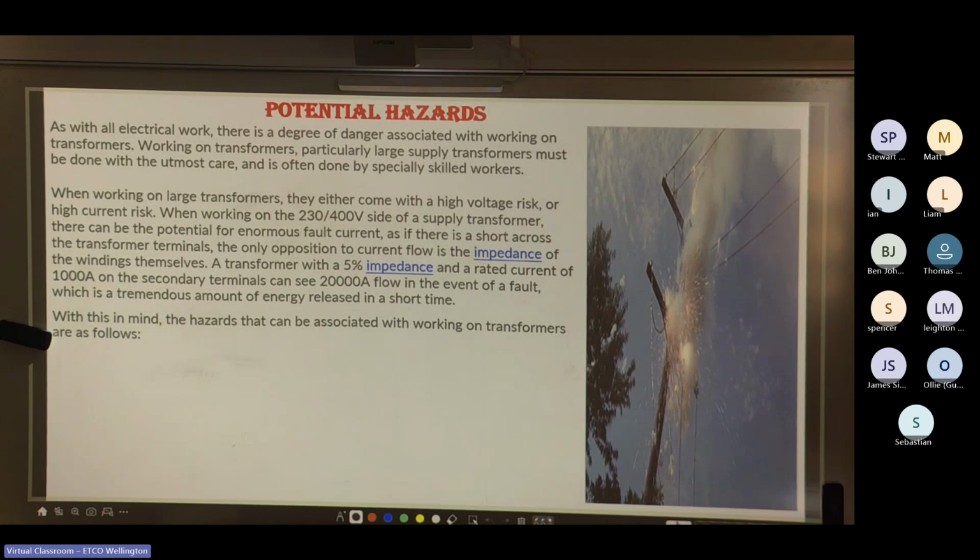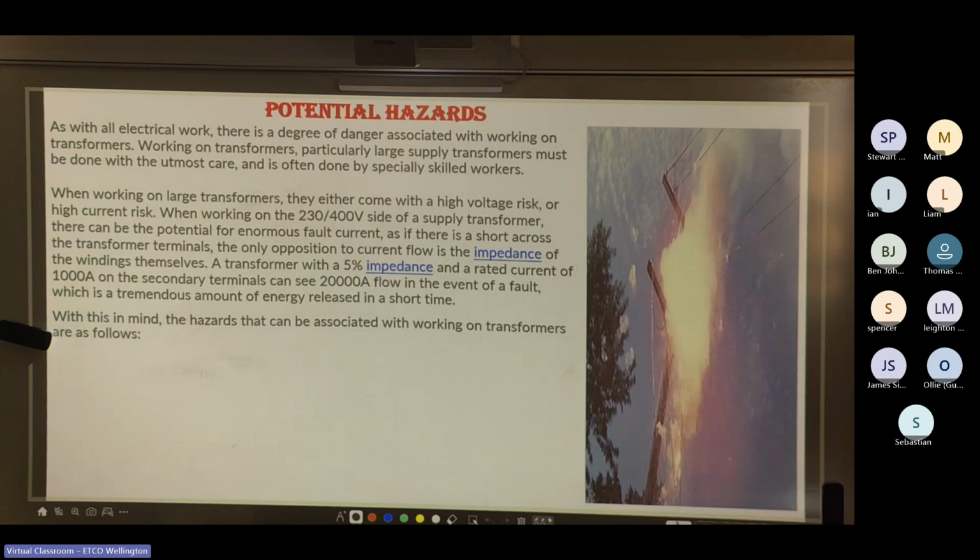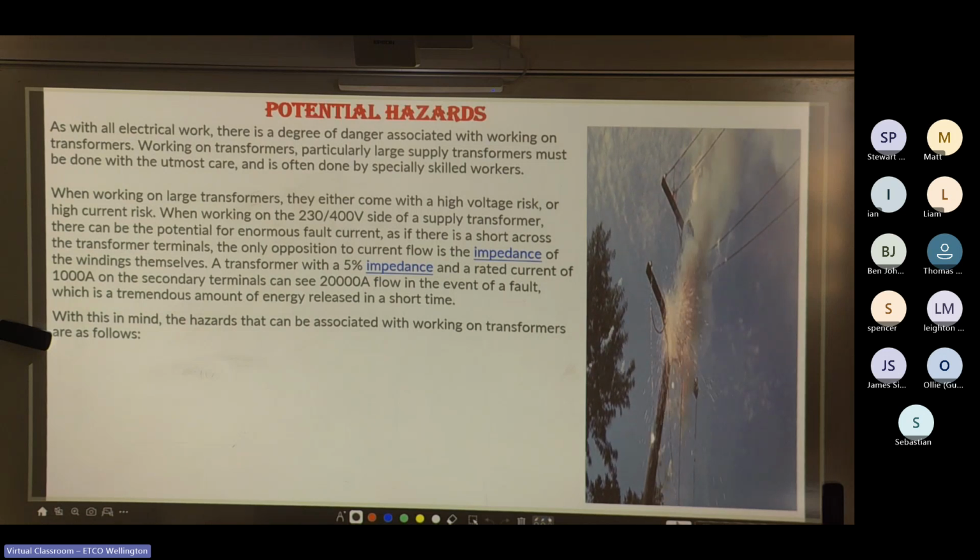Cool. So, potential hazards. As with all electrical work, there's a degree of danger associated with working on transformers. Working on transformers, particularly large supply transformers, must be done with the utmost care and is often done by specialized skilled workers, so linesmen and transformer technicians. When working on large transformers, they either come with a high voltage risk or high current risk.